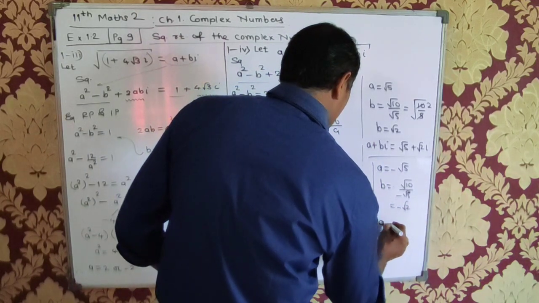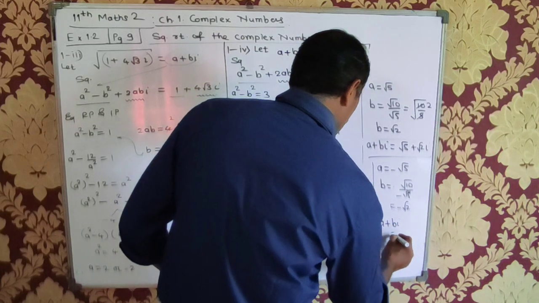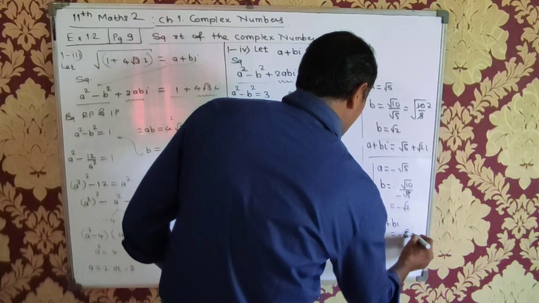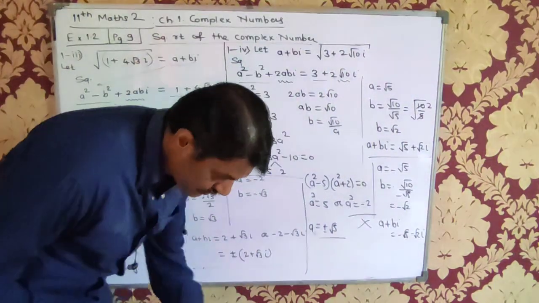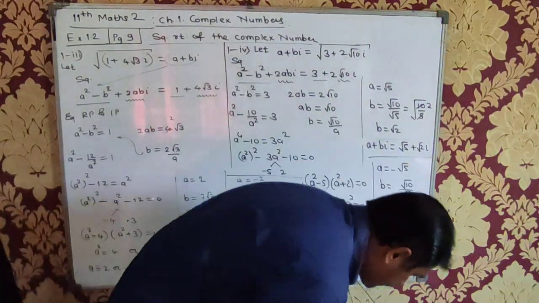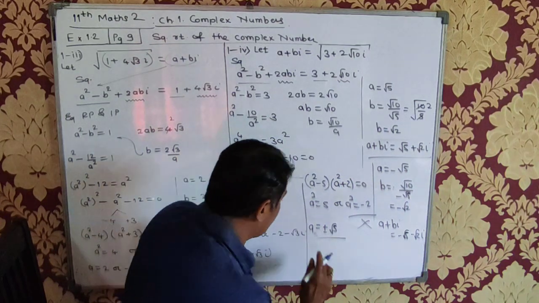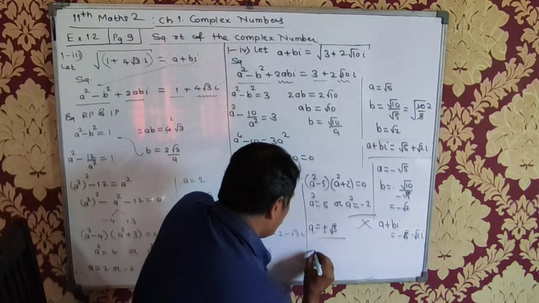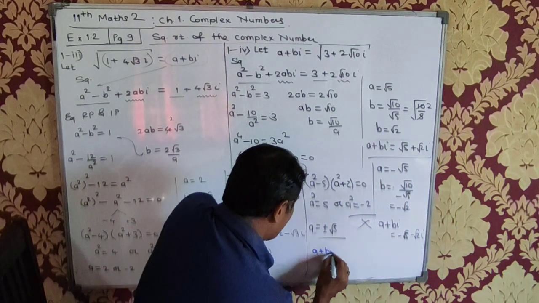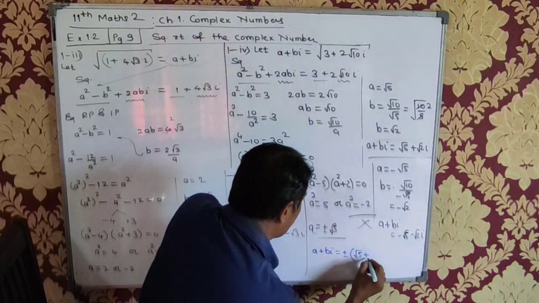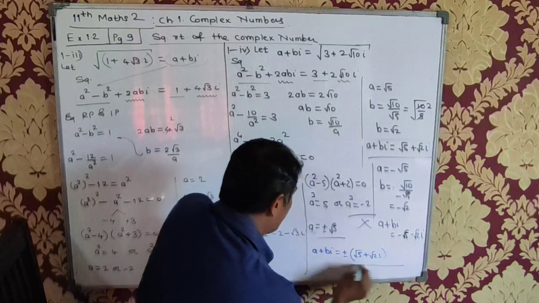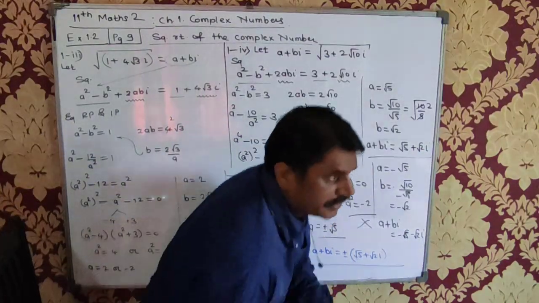So what is a plus bi equal to? Plus or minus root 5 plus root 2i. That means the final answer would be a plus bi is equal to plus or minus root 5 plus root 2i. Is this okay? Yes. Any doubts about that?